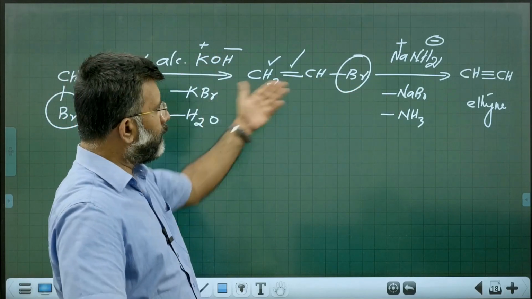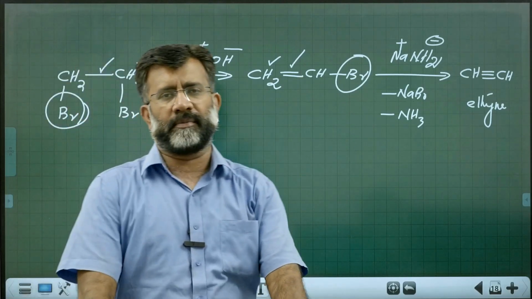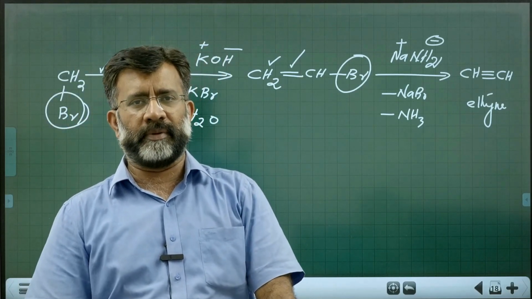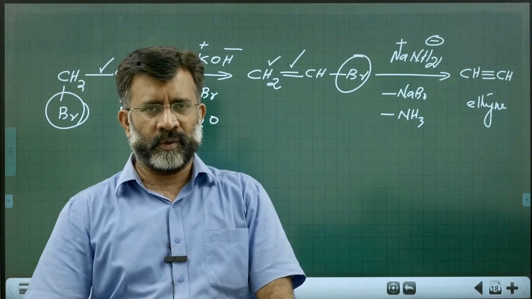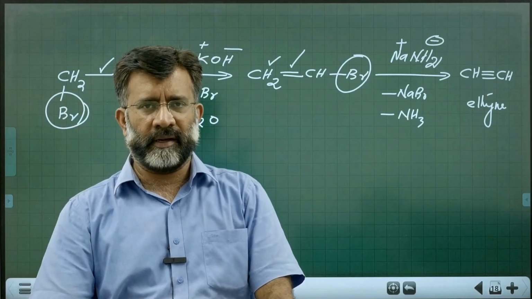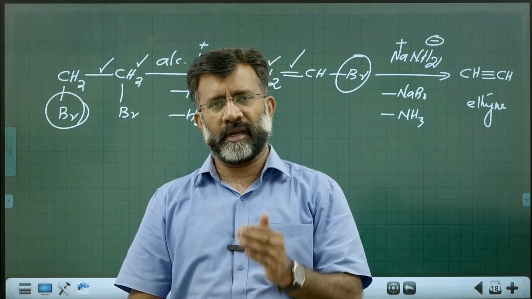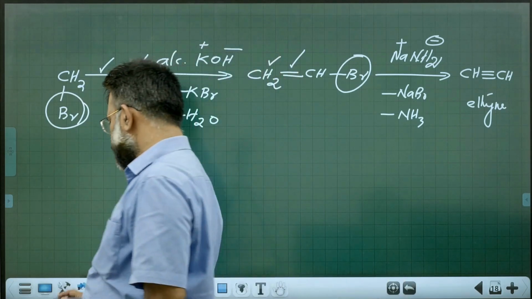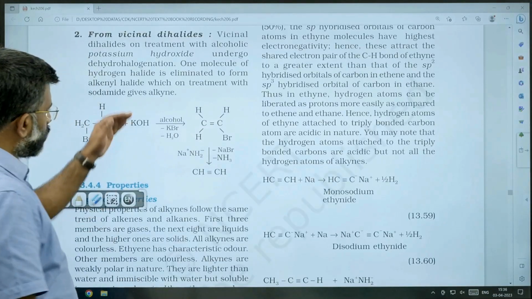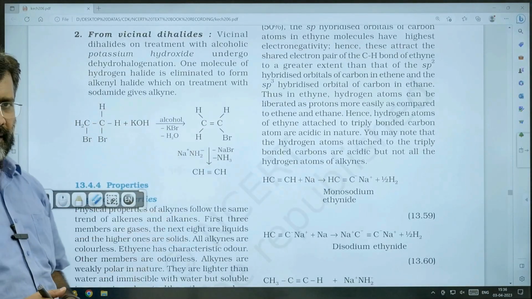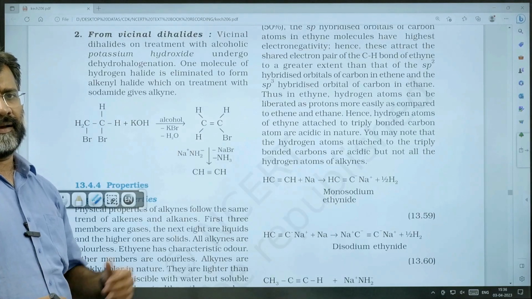But it will be better treating with a second step operation using sodamide; it will be a better reaction. So, preparation from calcium carbide, preparation from vicinal dibromide. Okay, those are the two important methods of preparation commented regarding alkyne.